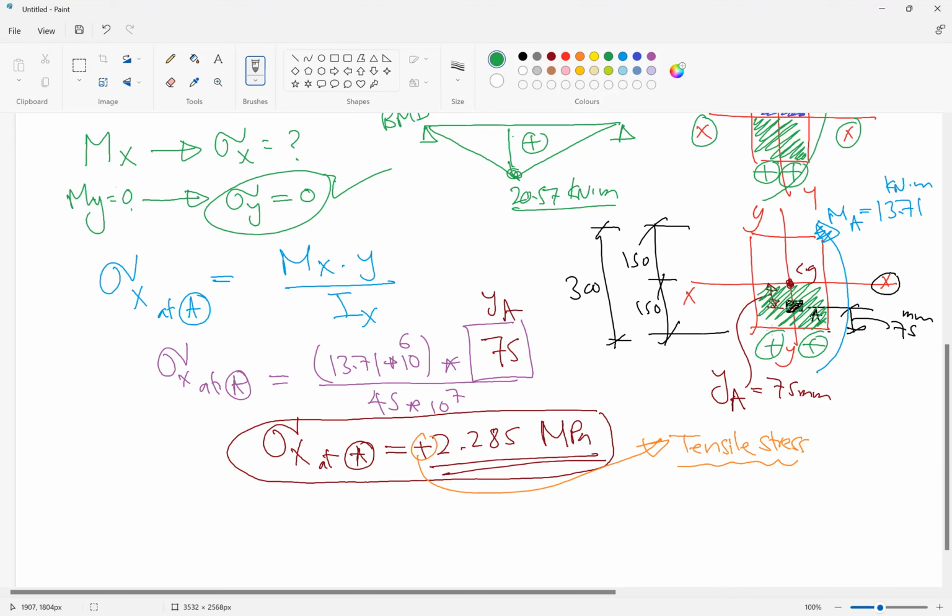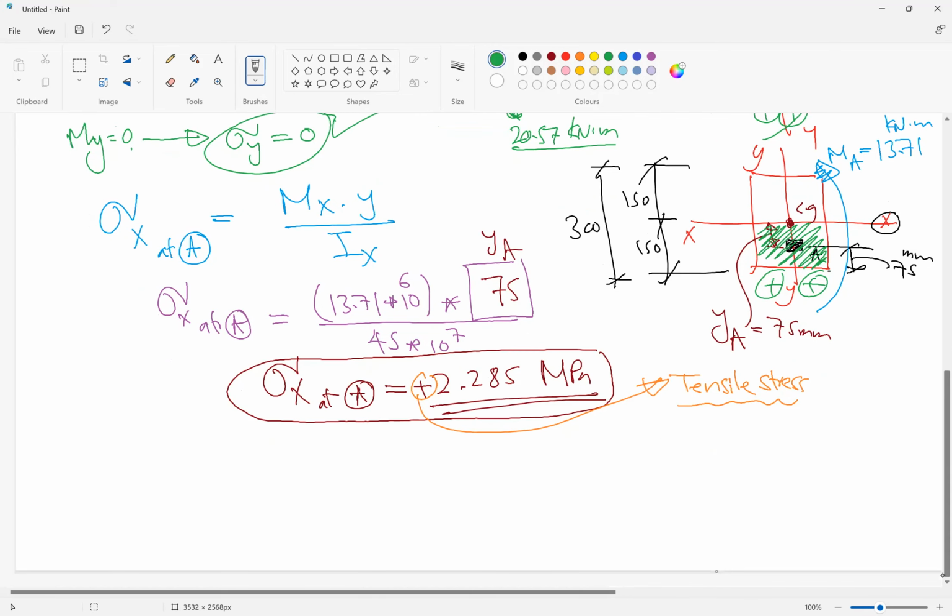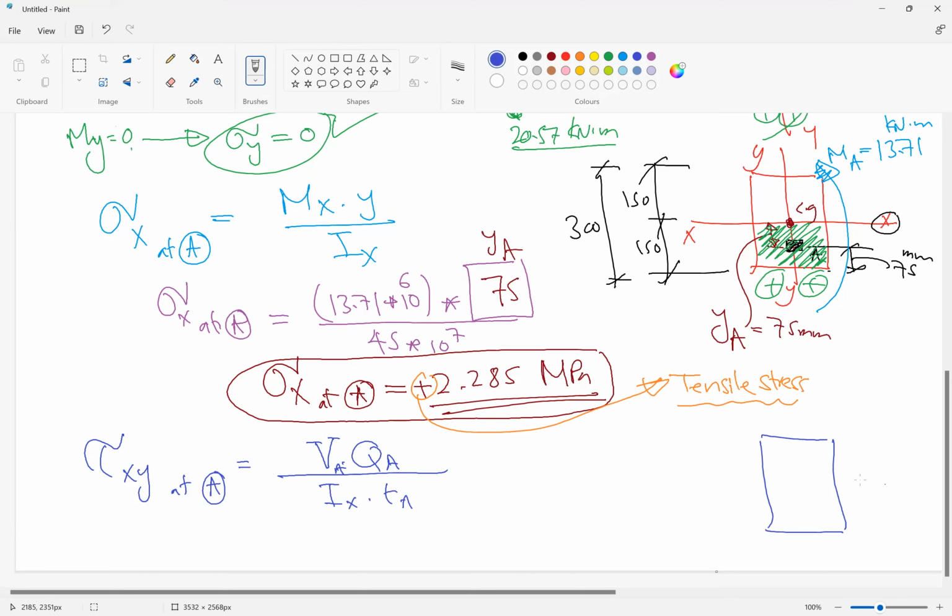What is the next step? The next step is tau xy at A. So what is the formula for tau, if you remember? V A times Q A over Ix times t at A. So if this is our cross section again, this is the centroid, this is X, this is Y.